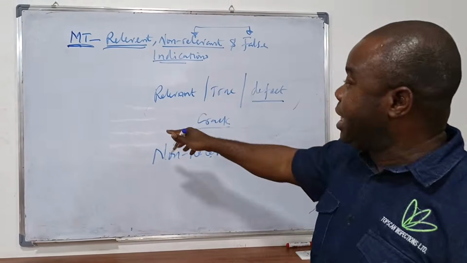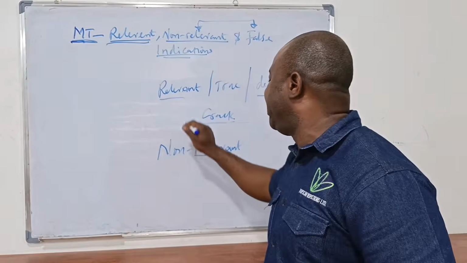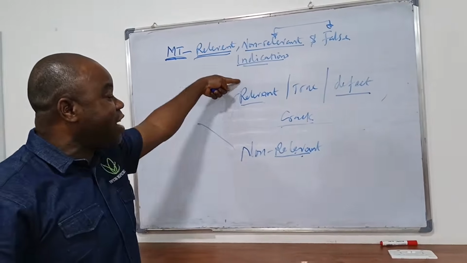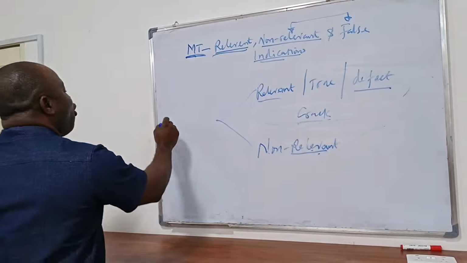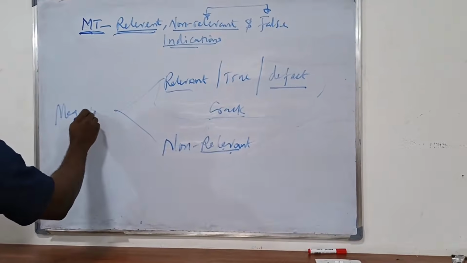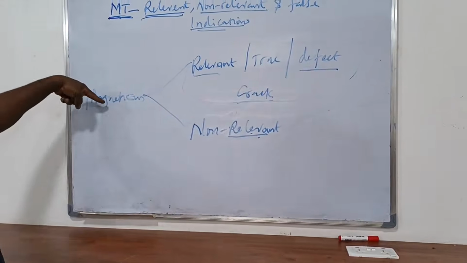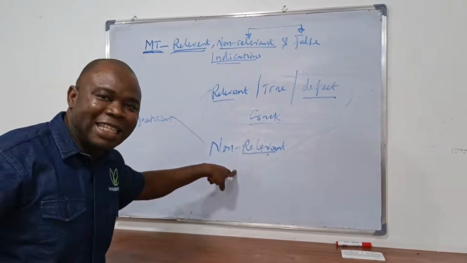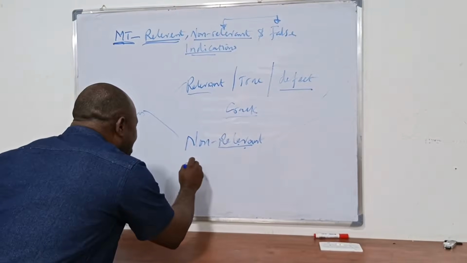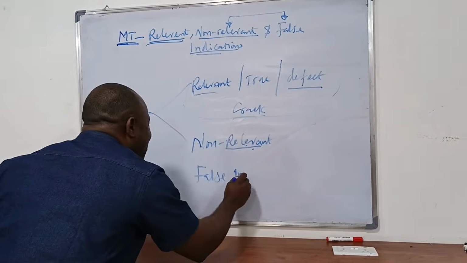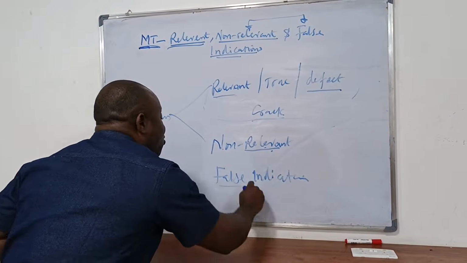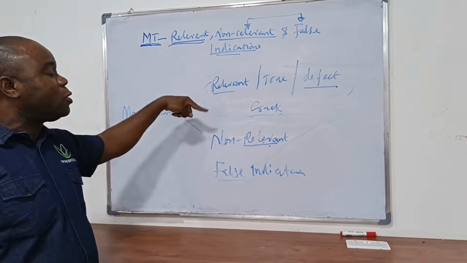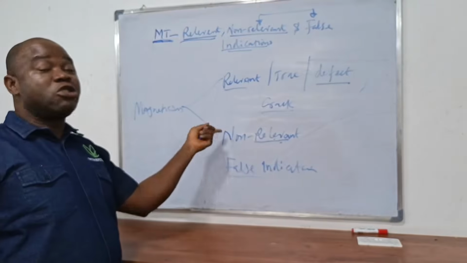If you look at the common term between these two, you are seeing the word relevant. So, what is the similarity between the relevant, the real relevant, and the non-relevant? They are both caused by the action of magnetism. So, relevant indication is caused by magnetism, non-relevant is caused by magnetism. But false indication is not caused by magnetism. That is the major difference. False indication is not caused by magnetism. So any indication that is caused by magnetism, but it is not relevant.